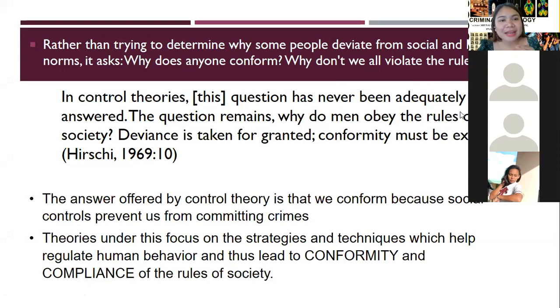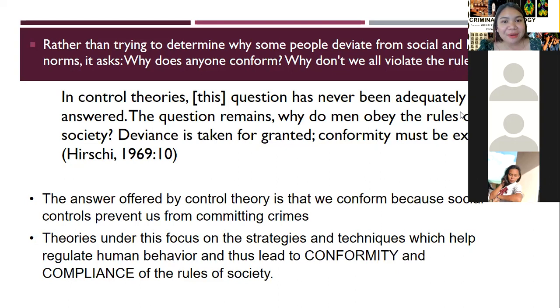Okay? Rather than trying to determine why some people deviate from social and legal norms, when we say deviate from social and legal norms, wala siya nag-follow sa norms ng society, sa standards, sa ginahambal nga dapat sundon sa society. Okay? So in short, instead of asking why nagakriminal ang mga tao, ang ginaubrayan ni social bond, it asks this question: why does anyone conform? Why don't we all violate the law or the rules? So ang question ni social bond is not kung ngaa siya nangin kriminal.